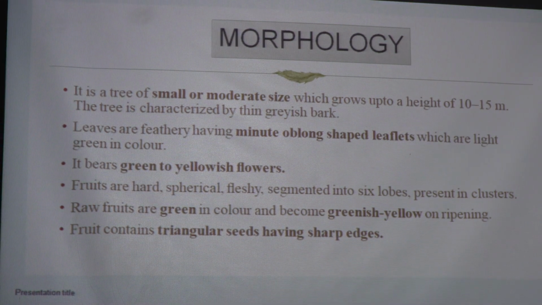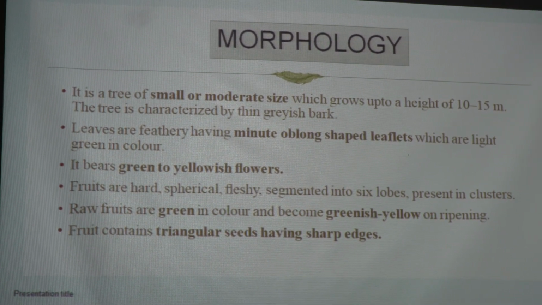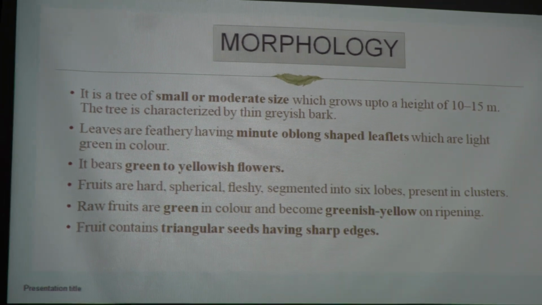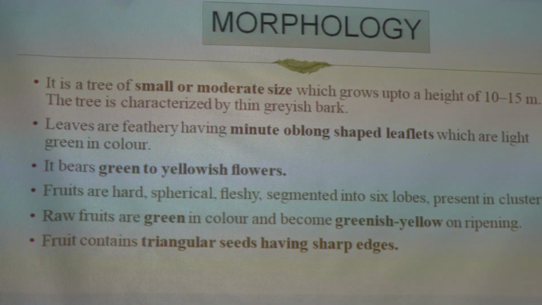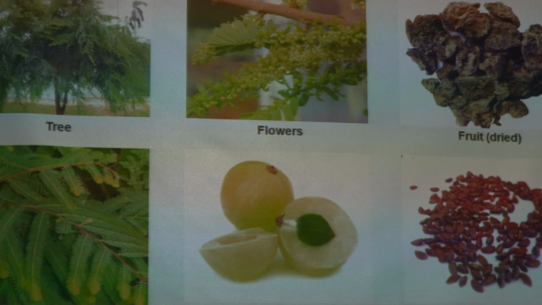It is a small tree of small and moderate size which grows up to a height of 10 to 15 meters. Its leaves are feathery, having oblong shaped leaflets. Oblong as in like oval, elongated oval you can say. In next slide we can see the shape of leaves. It bears green to yellow color flowers. Fruits are hard, segmented into 6 lobes and present in clusters. Raw fruits are green in color, whereas it becomes greenish yellow on ripening. Fruits contain triangular seeds having sharp edges.